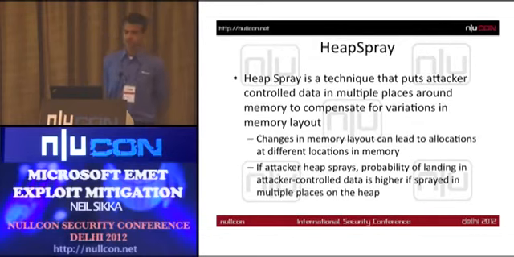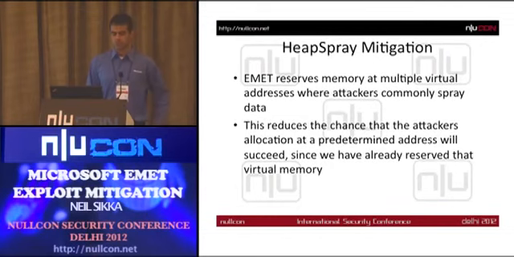So first of all, the heap spray, it's a technique that the attacker uses where they put multiple copies of their malicious code, like shellcode or something, into the process's address space, and they hope that a dereference or whatever vulnerability they're exploiting lands into one of the copies of their data that they put into the address space. And we have a mitigation for that. The mitigation is that we pre-reserve memory at multiple virtual addresses where the attackers generally and commonly put their shellcode. And this reduces the chance that the attacker's allocation at the predefined address would succeed because it's already been reserved by EMET.